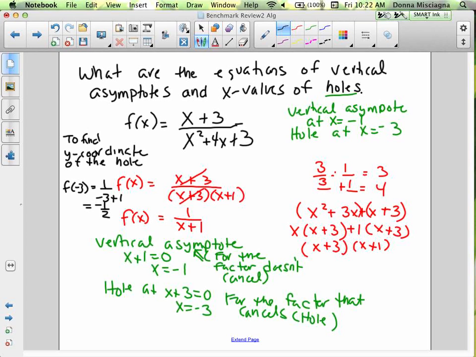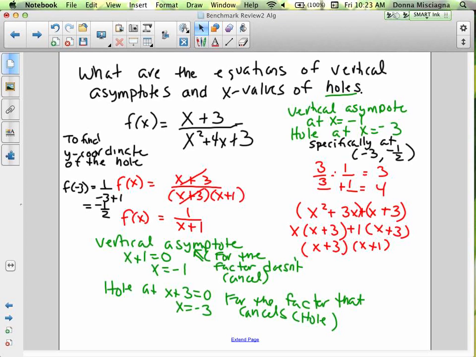So there's a hole specifically at negative 3, negative 1/2. Right? That's where the hole is located. But I think it just asks you to find which x value there's a hole.